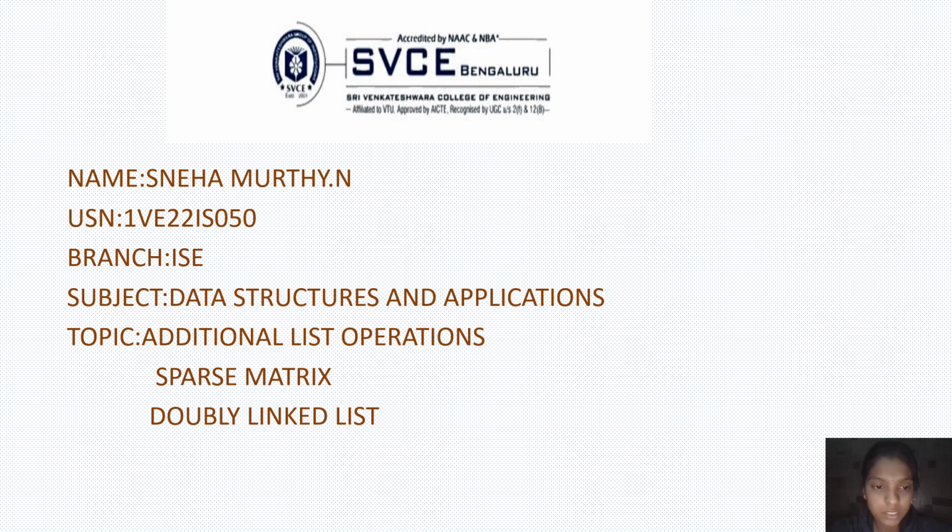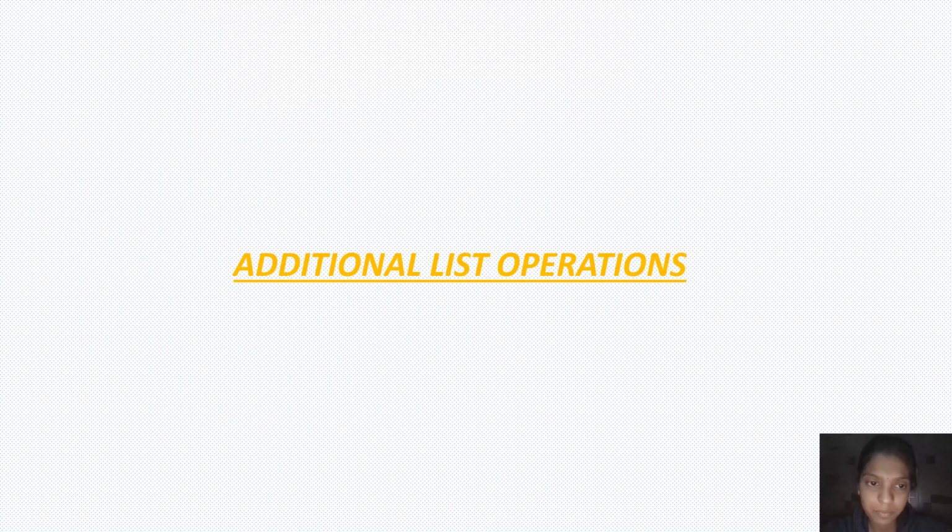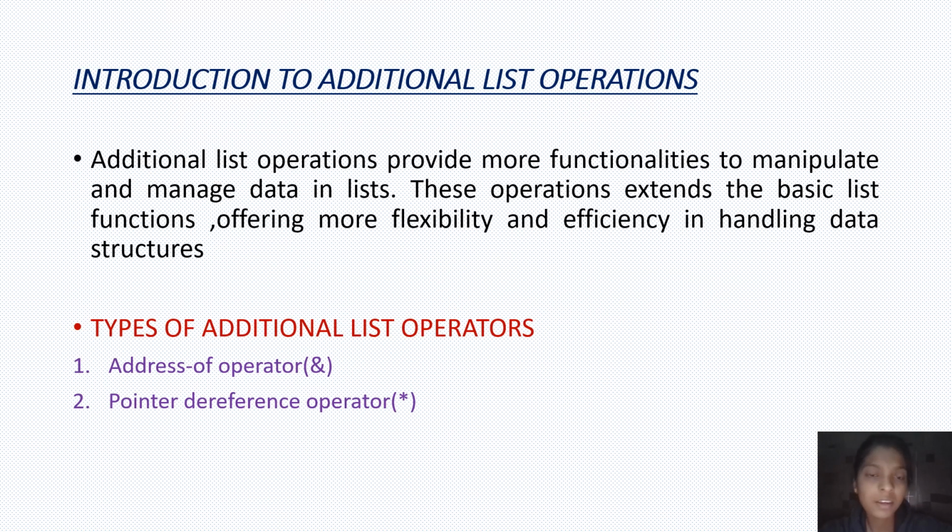Today we are going to discuss the subject data structures and applications, and the topic is additional list operations, sparse matrix and doubly linked list. First is additional list operations. Here, introduction to additional list operations. Additional list operations provide more functionalities to manipulate and manage the data in the list. These operations extend the basic list functions, offering more flexibility and efficiency in handling the data structures.